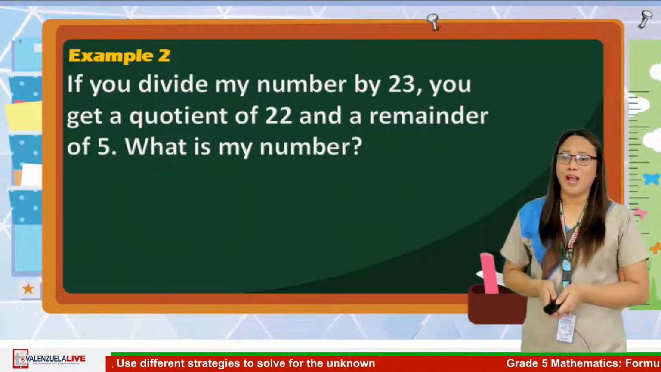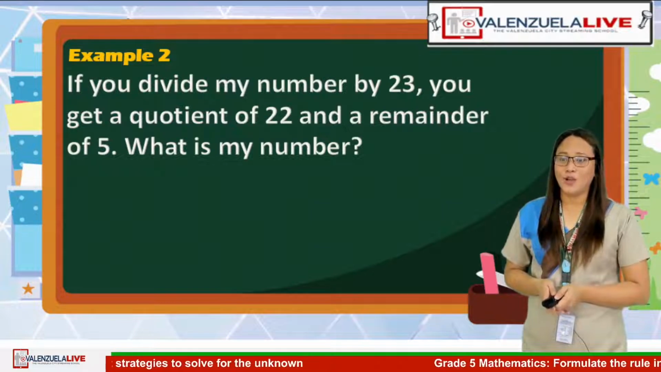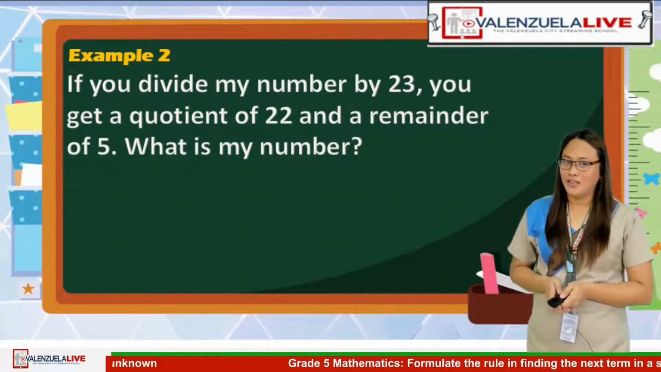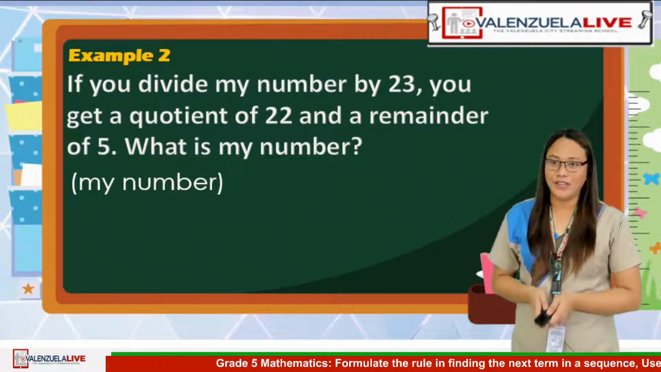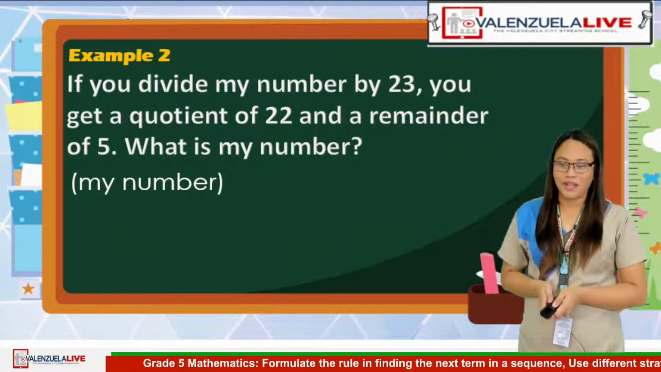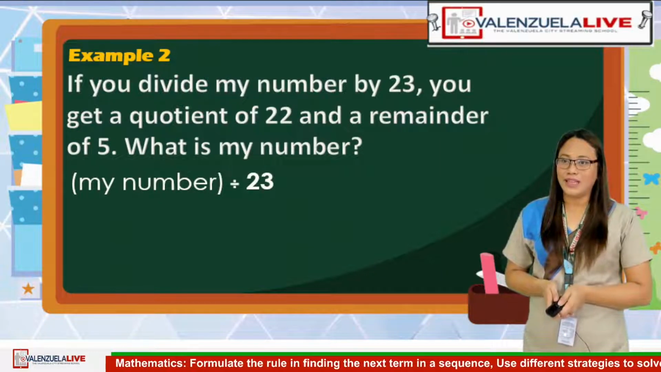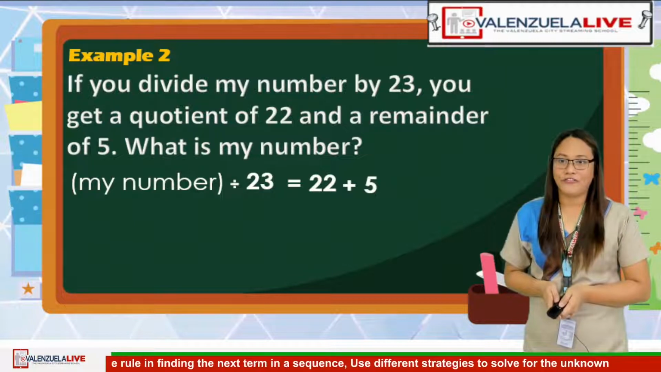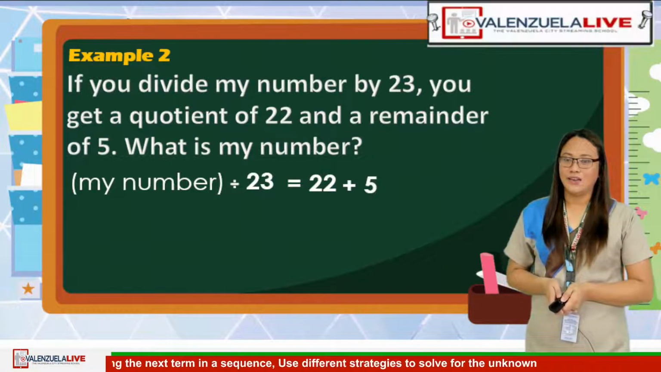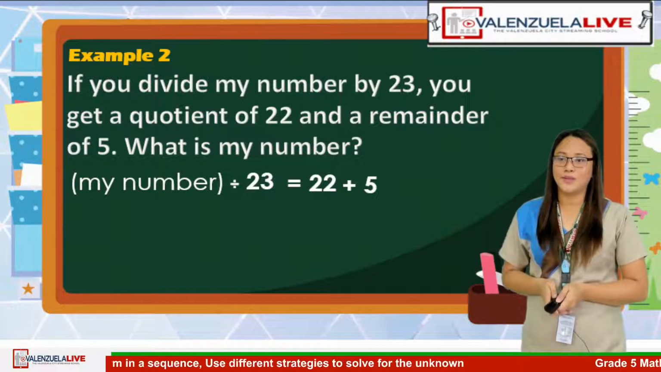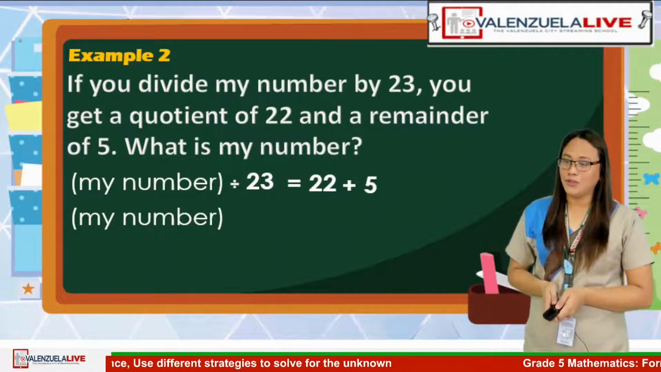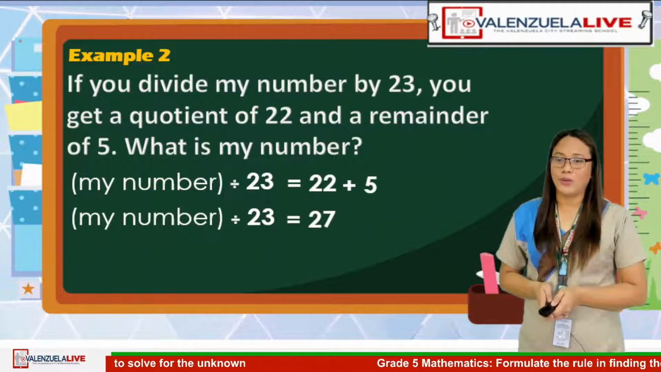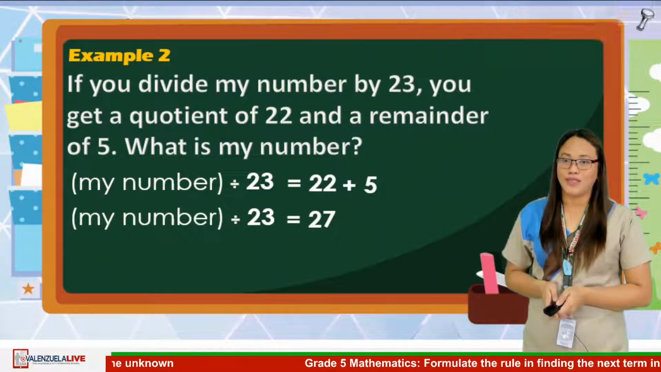If you divide my number by 23, you get a quotient of 22 and a remainder of 5. What is my number? So what are we going to do? We have here my number. We still don't know what my number is. Divide it by 23. Of course, the quotient is 22. And we have the remainder 5. All right. Working backwards, we still don't know my number, divided by 23, that is equal to 27, because 22 plus 5 is 27.